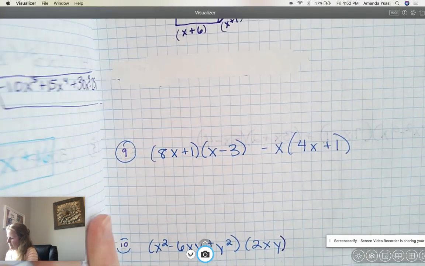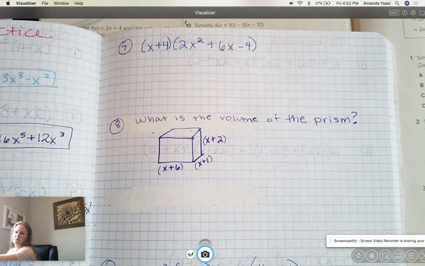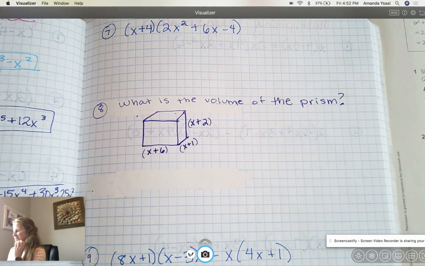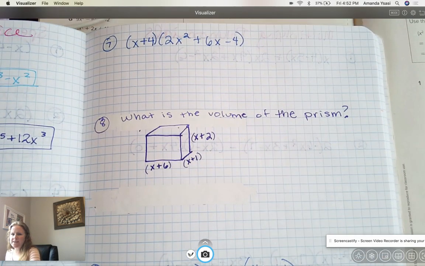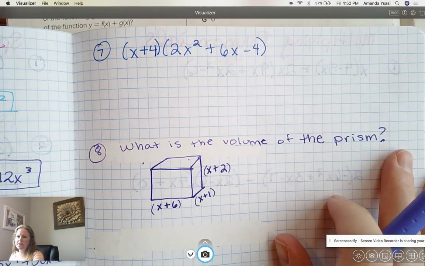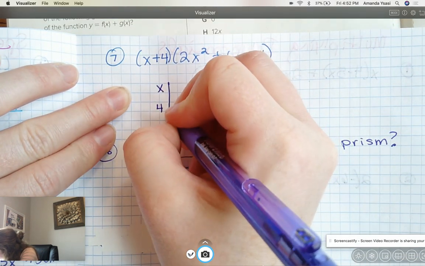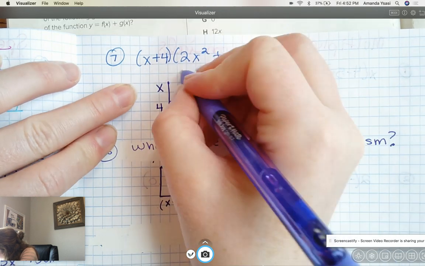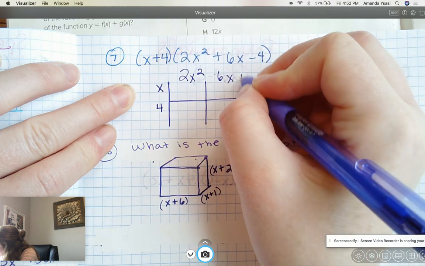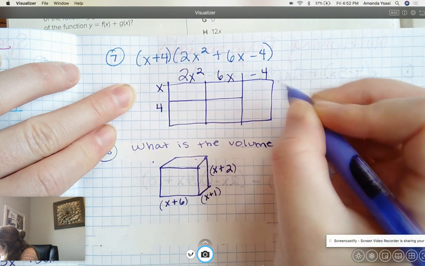All right, I have 4 more examples, making it a total of 10. So let's look at number 7. We have x plus 4, sorry, times a 2x squared plus 6x minus 4. There we go.